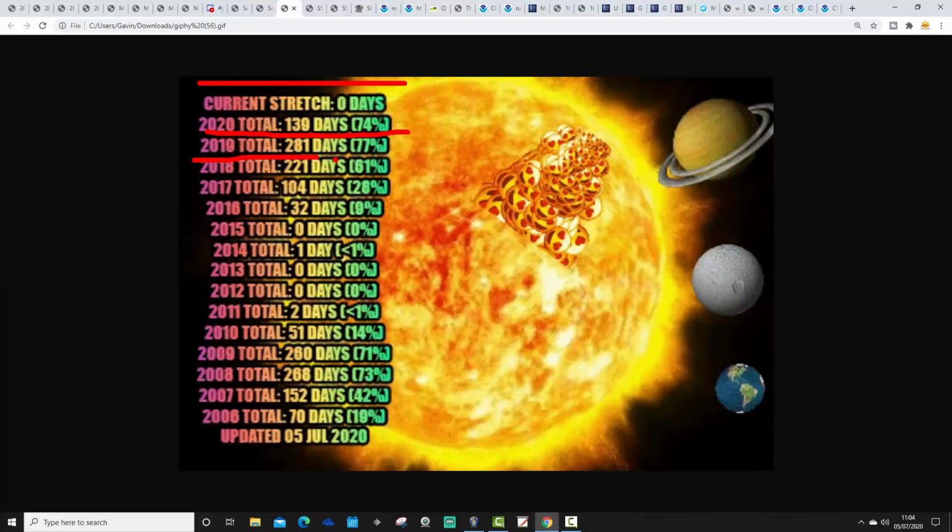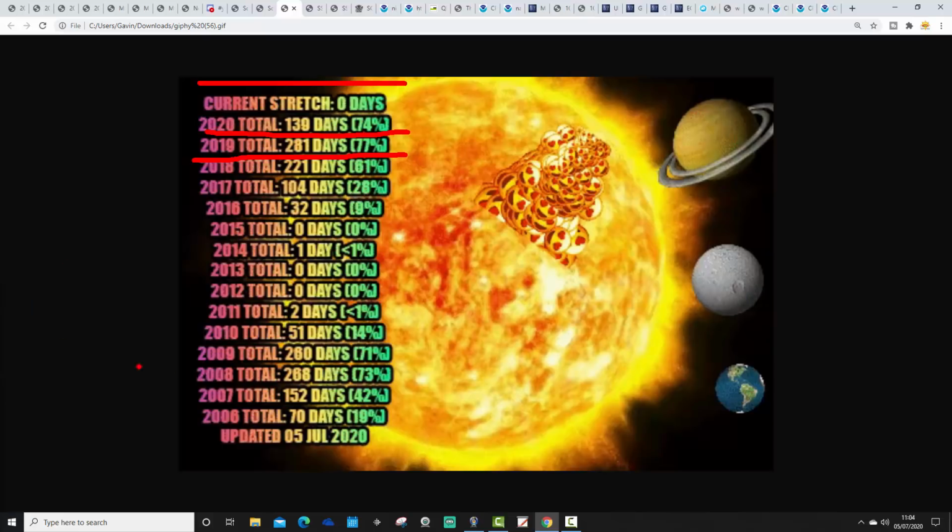2019 had 281 days of the entire calendar year without sunspots. That's 77% of the year. So we're sort of still at very, very deep, we're at very deep solar minimum at the moment. Of course, the majority of days don't have any sunspots compared to days that do.